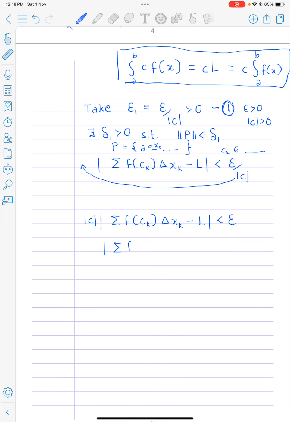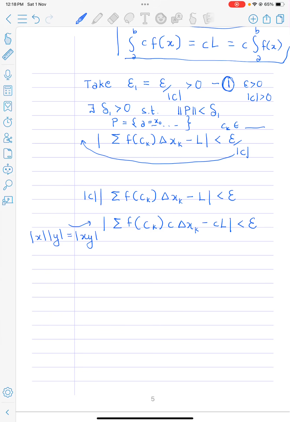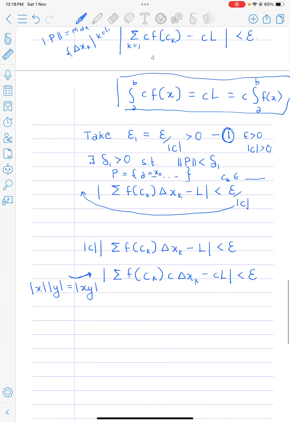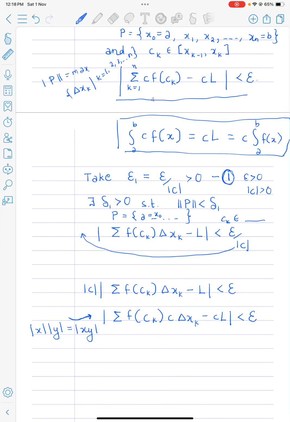and then you can take c inside. And realize that I'm using here mod x into mod y is equal to mod xy. So I can take c inside. So that's what I'm using here. Can you now see that we have proven what we wanted to prove?